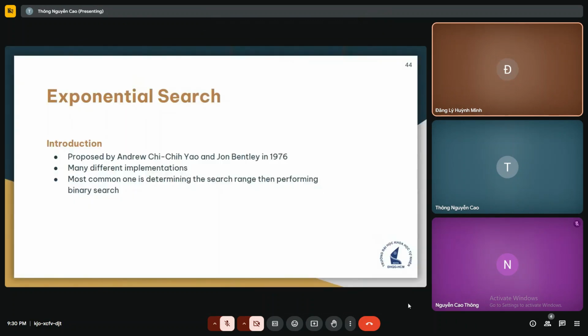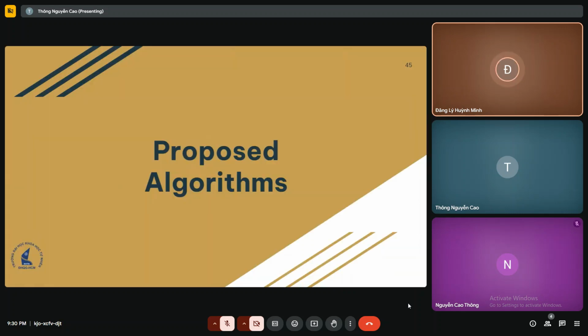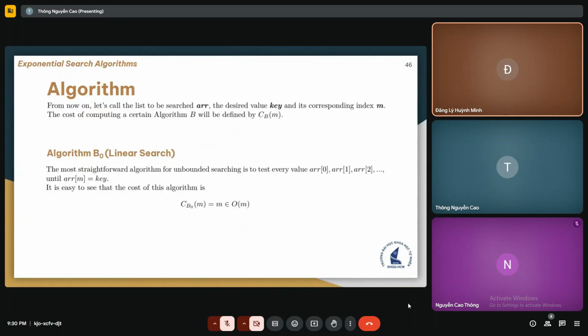Exponential search was proposed by Andrew Chi Yao and John Bentley in 1976. It has many different implementations. The most common one is determining the search range then performing binary search. Now we come up with the proposed algorithms. From now on, let's call the list to be searched R, the desired value key, and its corresponding index M. The cost of computing a certain algorithm B we will define by C_B(M).